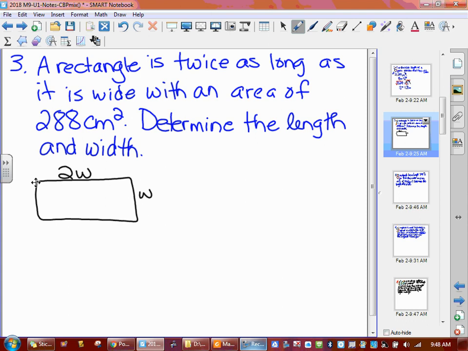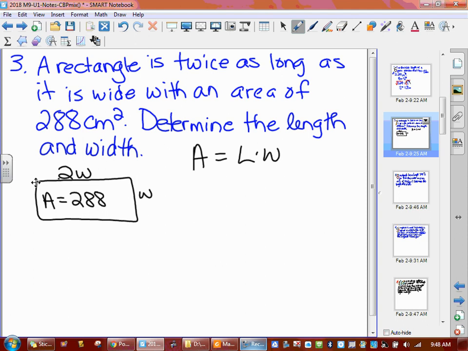The area of this rectangle is 288. Okay, so that's the information we know. So now we set up our equation. We say area of our rectangle is length times width. And then we plug the numbers in. Area is going to be 288. My length is 2W. My width is W.